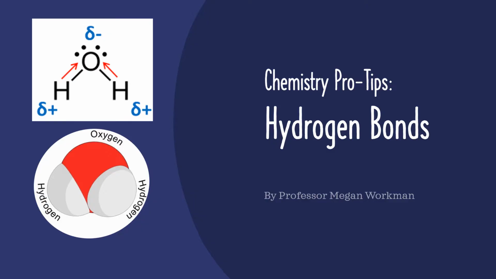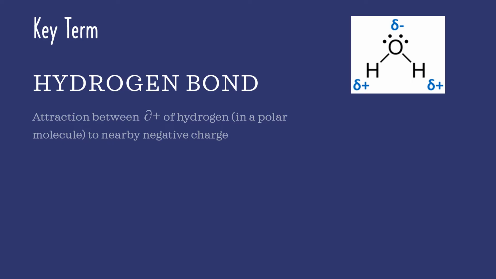All previous chemistry lessons were leading up to this. Hydrogen bonds allow life to exist, so let's learn about them. A hydrogen bond is an attraction between the partial positive hydrogen on one side of a polar molecule to any nearby negative charge. It is therefore a type of bond that only polar molecules can instigate.